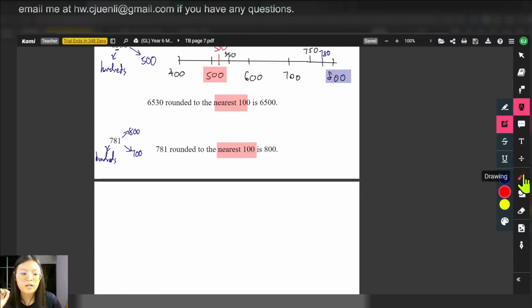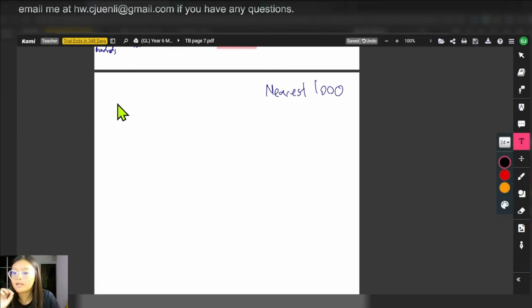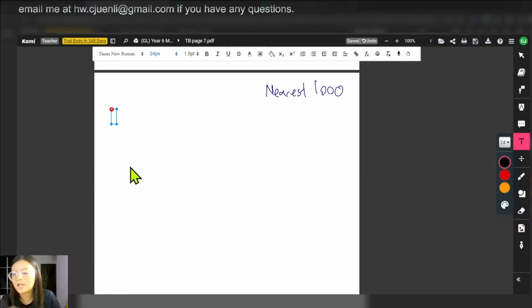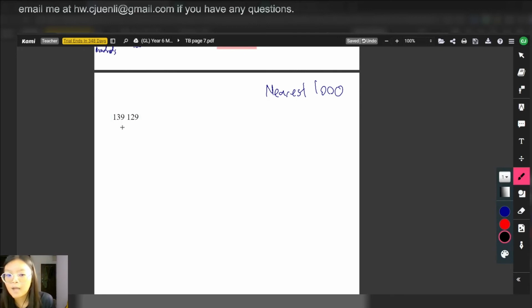So right now we're gonna look at nearest thousands. Right? So no matter how big the number is, let's just look at thousands. So I'm just going to give a slightly bigger number because later on, even if you do your workbook, you see bigger numbers anyways. So let's see, our thousands would be 9. So let us write thousands over here.